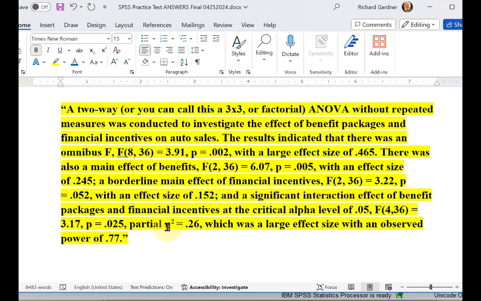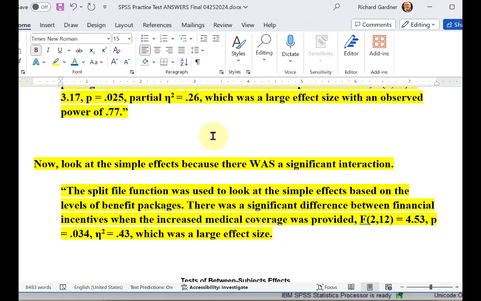And that Greek letter, that is the eta. So eta squared, that's your effect size. And their power, right? The power should be at least 0.8, but 0.77 is pretty darn close. And again, your sample size is kind of low here. But let's see what else we got.